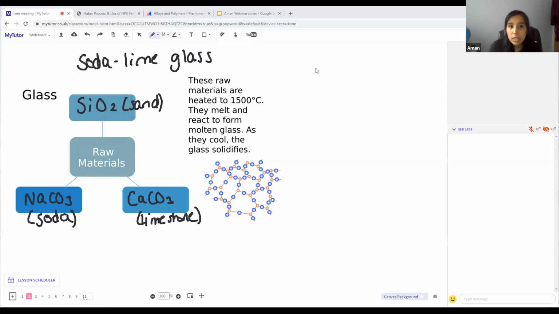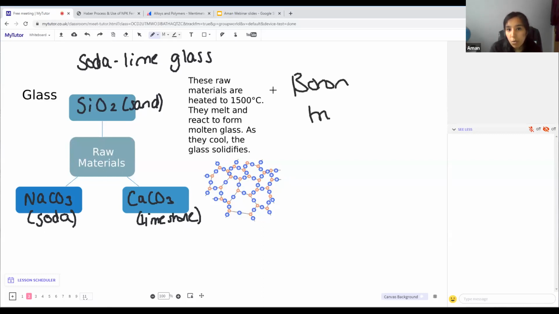Okay. There is another type of glass, which is called borosilicate glass. Borosilicate glass still is made of sand. All glass is made of sand, but it's got another material in it. It doesn't have calcium carbonate or sodium carbonate. It's made of boron trioxide.